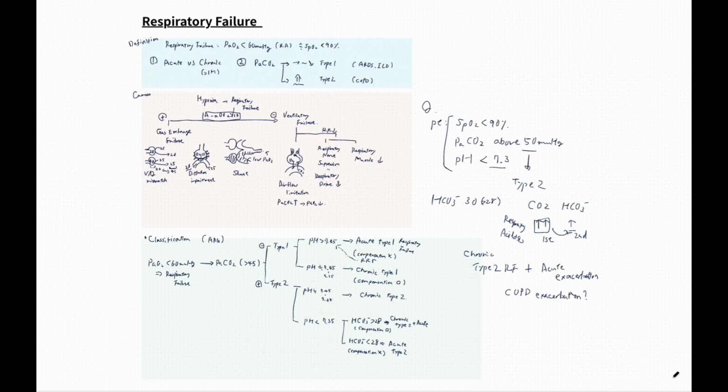This framework is essential for understanding respiratory failure. It may feel complicated at first, but once you connect gas exchange, ventilation, and ABG interpretation, everything becomes much clearer. If parts of this were difficult, please check the AA gradient and ABG interpretation videos.